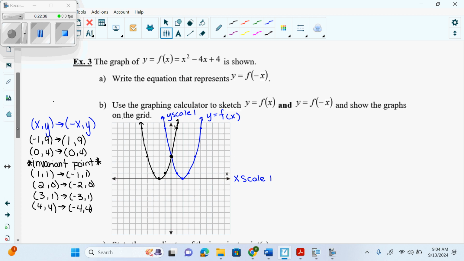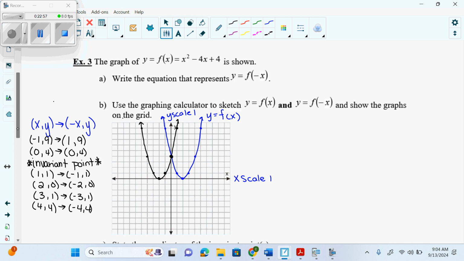So remember, when you have a reflection in the x-axis, your y needs to be replaced with negative y. Okay? If you have a reflection in the y-axis, your x's all need to be replaced with negative x. If there's one x, usually there's only one x. You go to that x, you replace it with negative x. Done. Right? But if there's more than one x, you have to do it to all the x's.